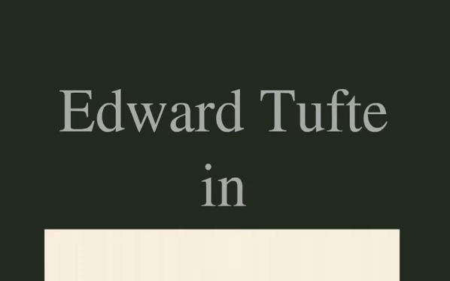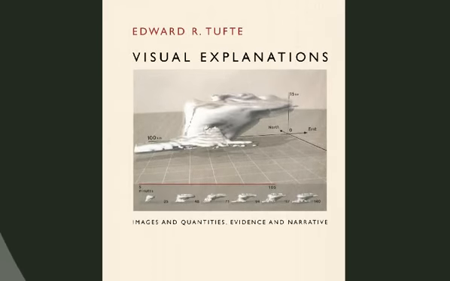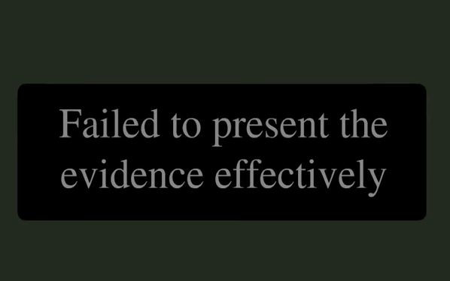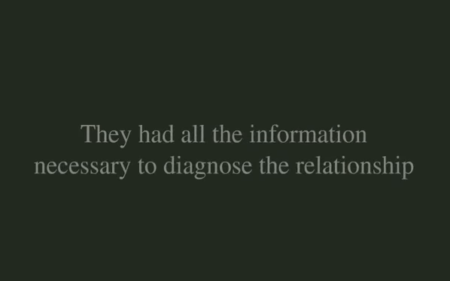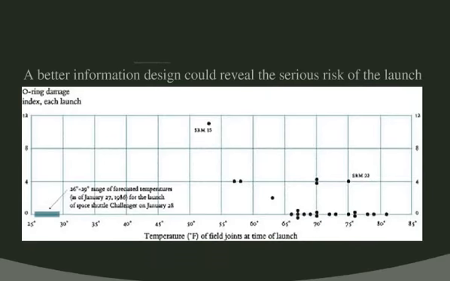Edward Tufte discusses this case in his book Visual Explanations. For him, the engineers reached the correct conclusion, but failed to present the evidence effectively. Consequently, they couldn't avoid a decision with catastrophic consequences. Tufte stresses that no one of those 13 charts depicted clearly the relationship between temperature and O-ring damage, though they had all the necessary information to do this. Tufte believes that a better information design could reveal the risk to the launch.